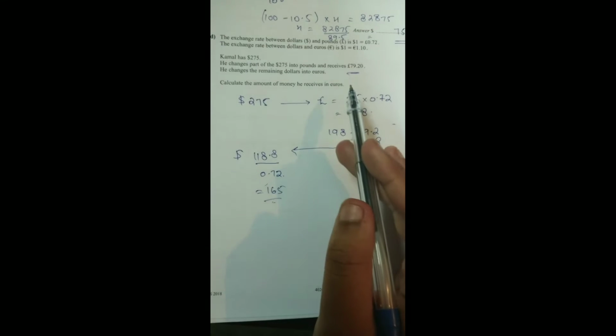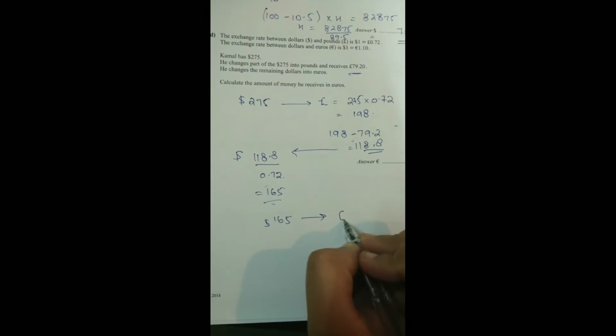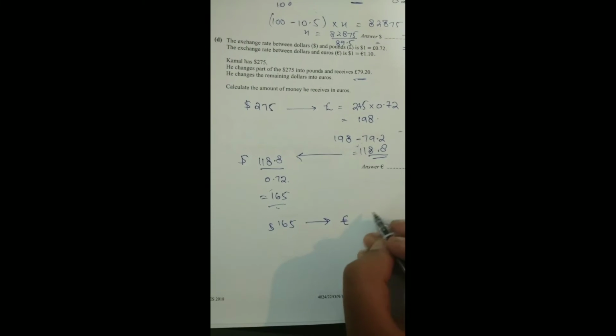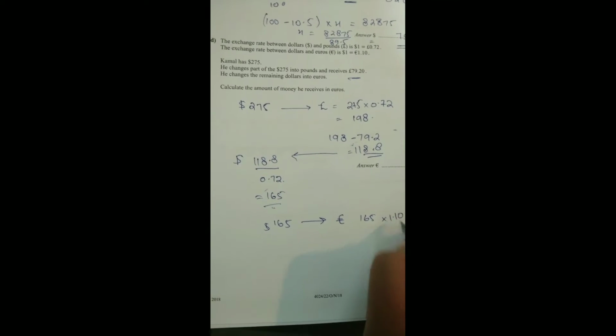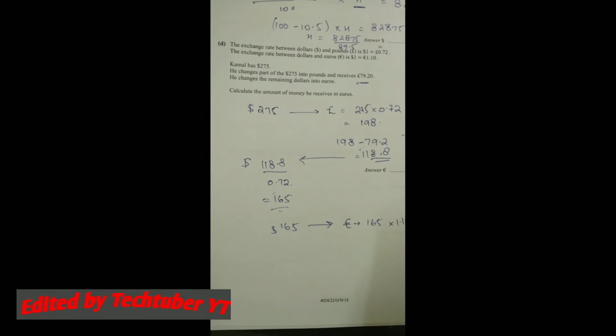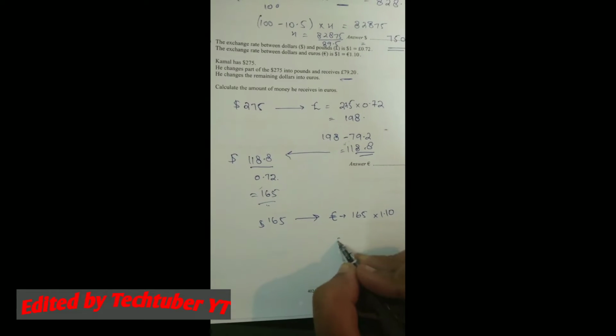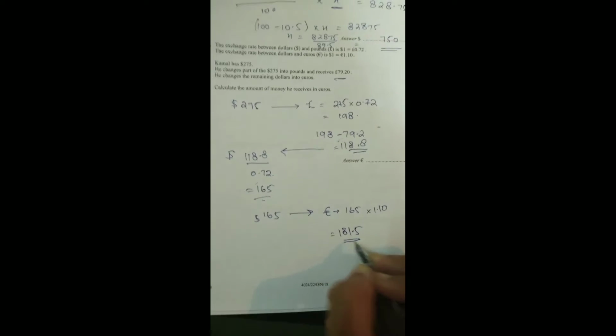If he changes these into euros, $165 changed into euros will be 165 multiplied by 1.10, that would be 181.5. So this is the amount he will get in euros.